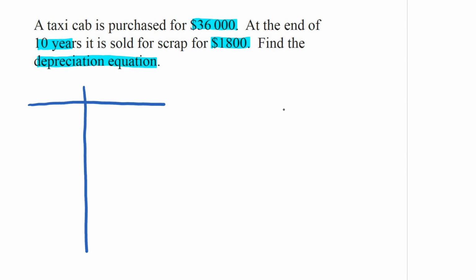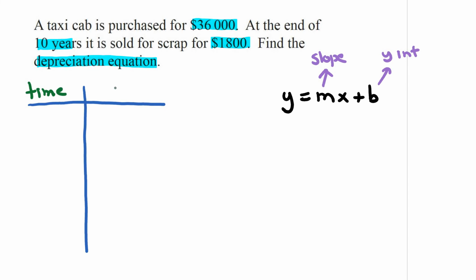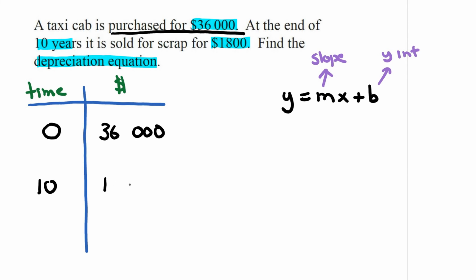Anytime you're asked to find an equation in Chapter 5, you can always start off by writing y equals mx plus b, where m is your slope and b is your y-intercept. Let's set up a table of values here. We're dealing with money and time, so I'll put time over here, and I'll put money on the y-axis. The taxi cab is purchased for $36,000 at the very beginning, and then 10 years later, the car is worth just $1,800. Let's figure out the slope, because slope is this m value.